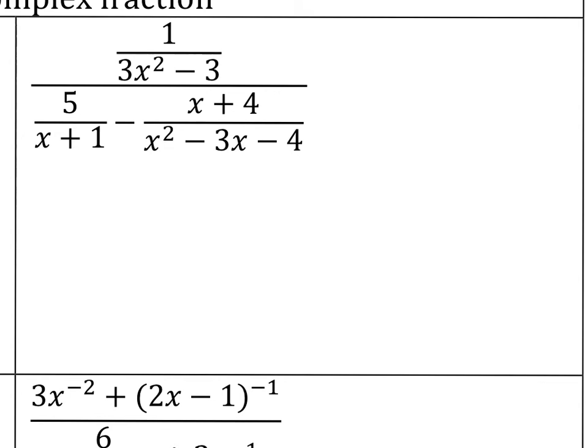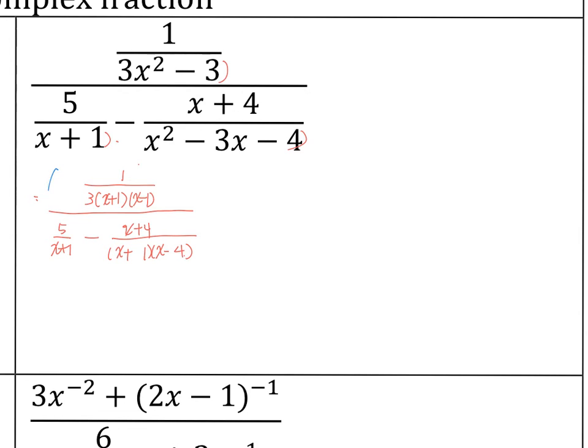Okay, let's look at a slightly more complicated, complex fraction. Now, before I move forward with this, I'm going to first factor out all these denominators, if possible. So the first one will be 3 times x plus 1, x minus 1, because after I factor out the 3, there's going to be a difference of squares, x squared minus 1. And in this little fraction here, we just leave it as it is because there's nothing to do with the denominator. And the next one, we can factor this to be x minus 1, x minus 4.